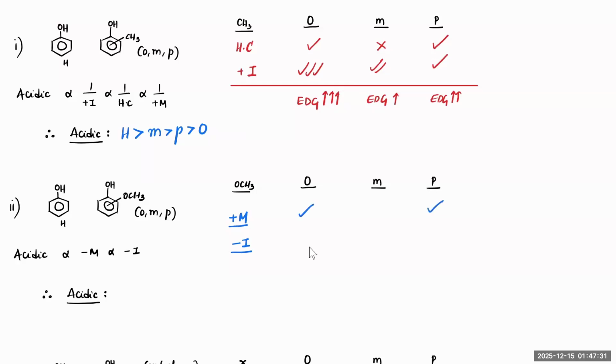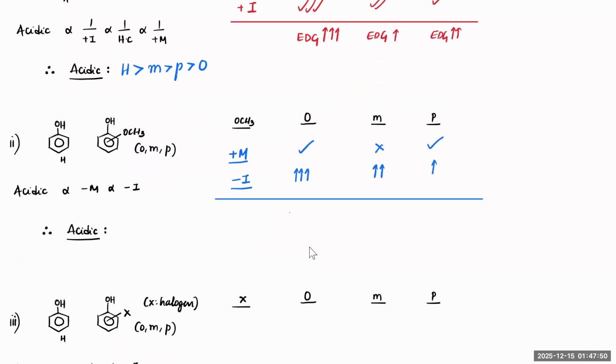Plus M is observed again on ortho and para. Meta does not show plus M. Minus I will be more effective at the ortho position, then slightly less on meta, and very less on para. When it comes to plus M effect, plus M is extremely dominant over minus I, so that makes it overall an electron donating group. Meta is only electron withdrawing because it is minus I. There is no plus M. While para is again electron donating group.